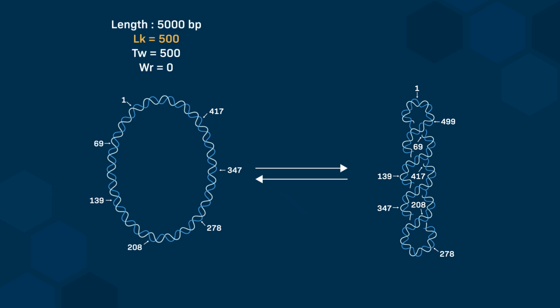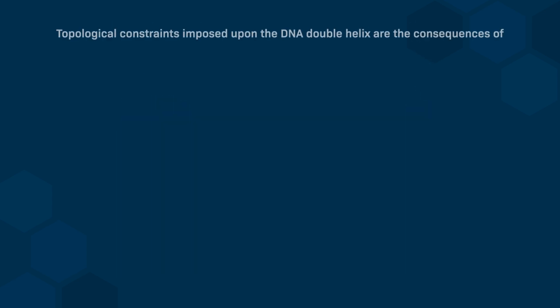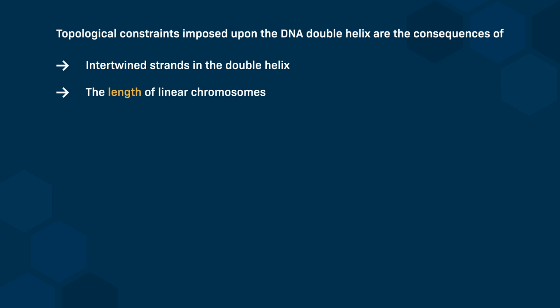In our experiments, a relaxed plasmid with an LK of 500 and the topoisomerase can move the LK number from 500 to 496 and add negative supercoils without changing the twist number. In conclusion, the topological constraints imposed upon the DNA double helix are the consequences of intertwined strands in the double helix, the length of linear chromosomes, and the lack of free ends in circular DNA.